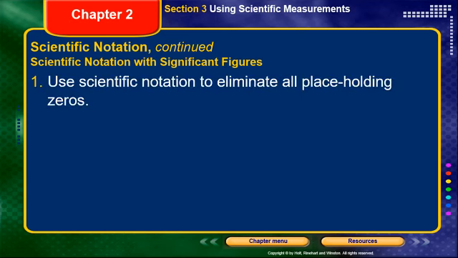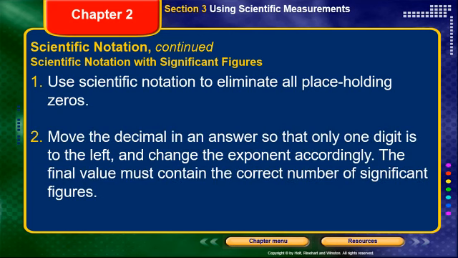So, scientific notation when considering significant figures. Use scientific notation to eliminate all place-holding zeros. That's another way of saying all of the zeros that end up being not significant. And lastly, move the decimal in the answer so that only one digit is to the left, and change the exponent accordingly. The final value must contain the correct number of significant figures, and if it doesn't, you round until it does.